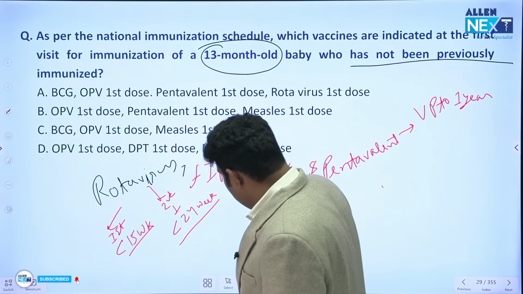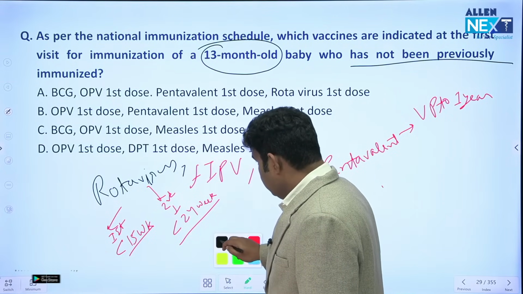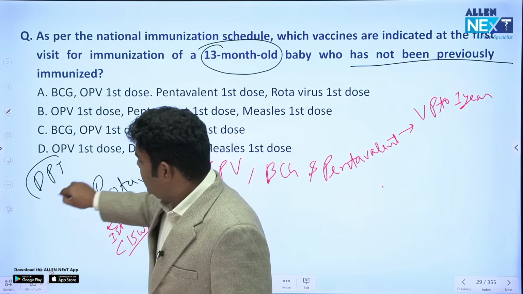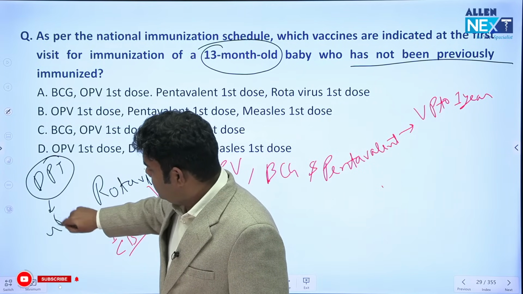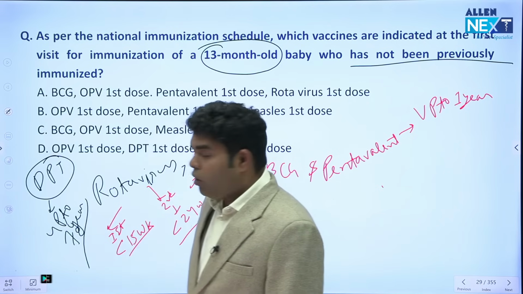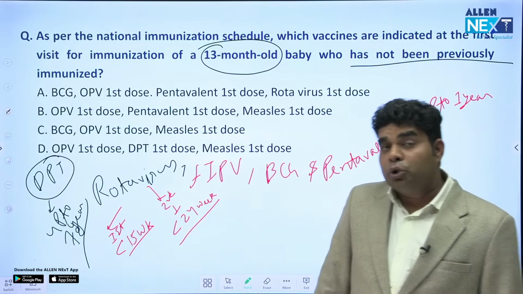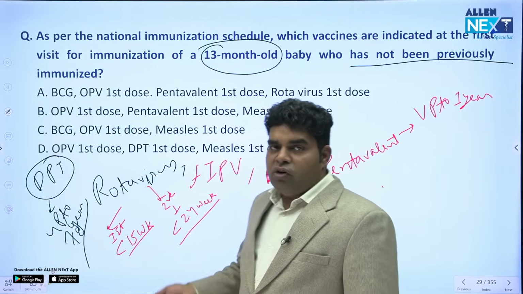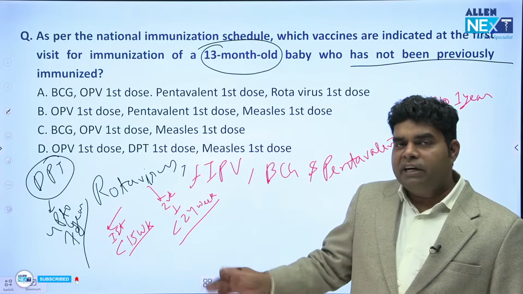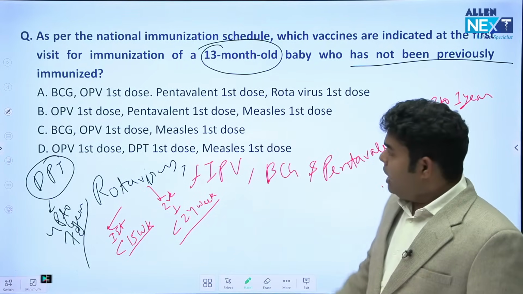One last piece of information I want to give you is that DPT is given up to 7 years. After 7 years, we cannot give DPT because DPT has pertussis, which can cause convulsion, inconsolable cry or fever. So due to pertussis, we are not giving DPT after 7 years. Now let's see the answer.